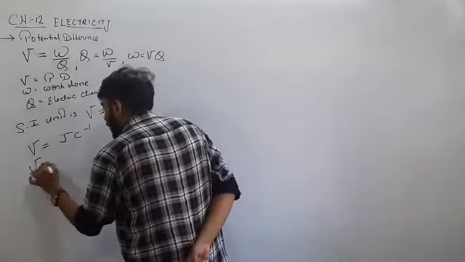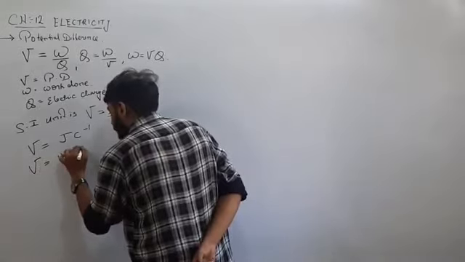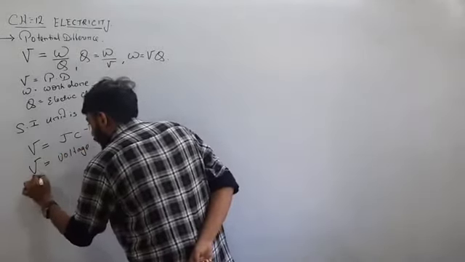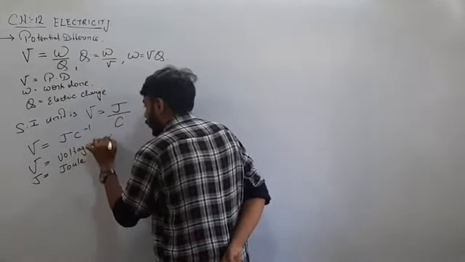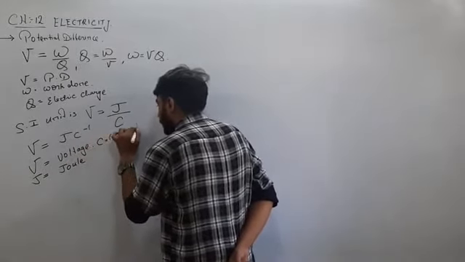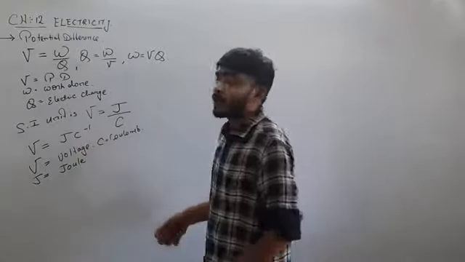Here V stands for voltage, J stands for joule, and C stands for coulomb. Fine. I hope you are clear with this.